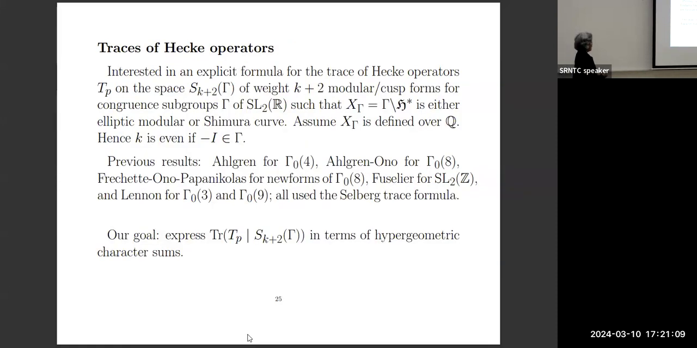Now I come to the last topic, which is related to the trace of Hecke operators, which I think showed up in Bober's talk yesterday. What we are interested in doing is to find an explicit formula for the trace of Hecke operators T_p acting on the weight k+2 cusp forms for the congruence group gamma.